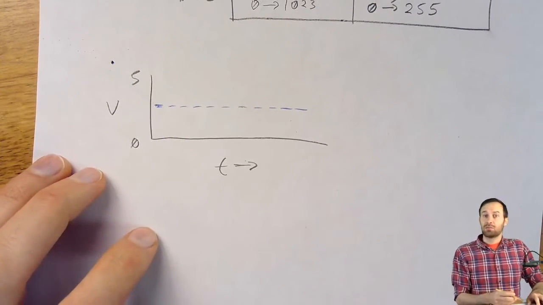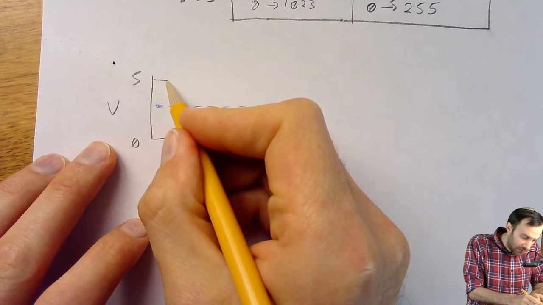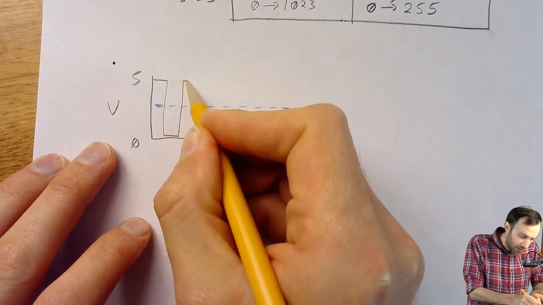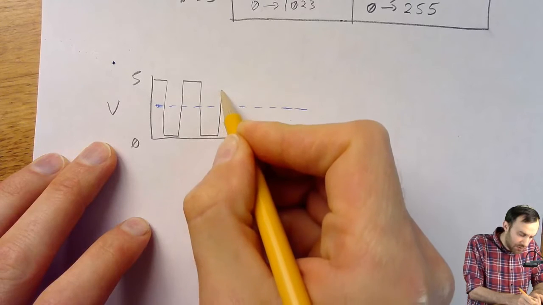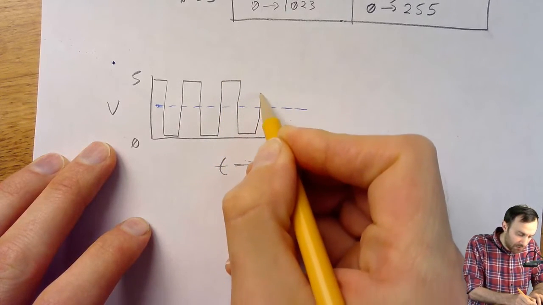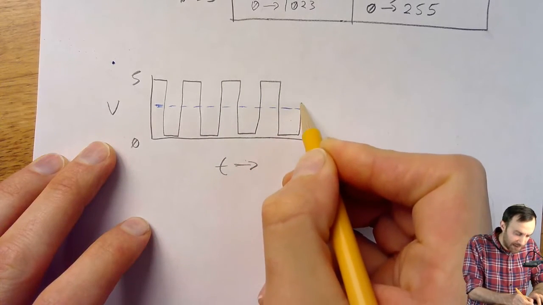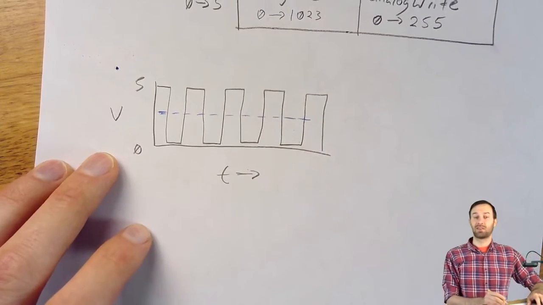Then here's how you do it. You turn the power on to 5, and then you turn the power off, and then you turn the power on, and then you turn the power off. And you do this very quickly. In the case of the Arduino Uno, you do this about 400 or 500 times a second, turning the power on or off on whatever that specified pin is.